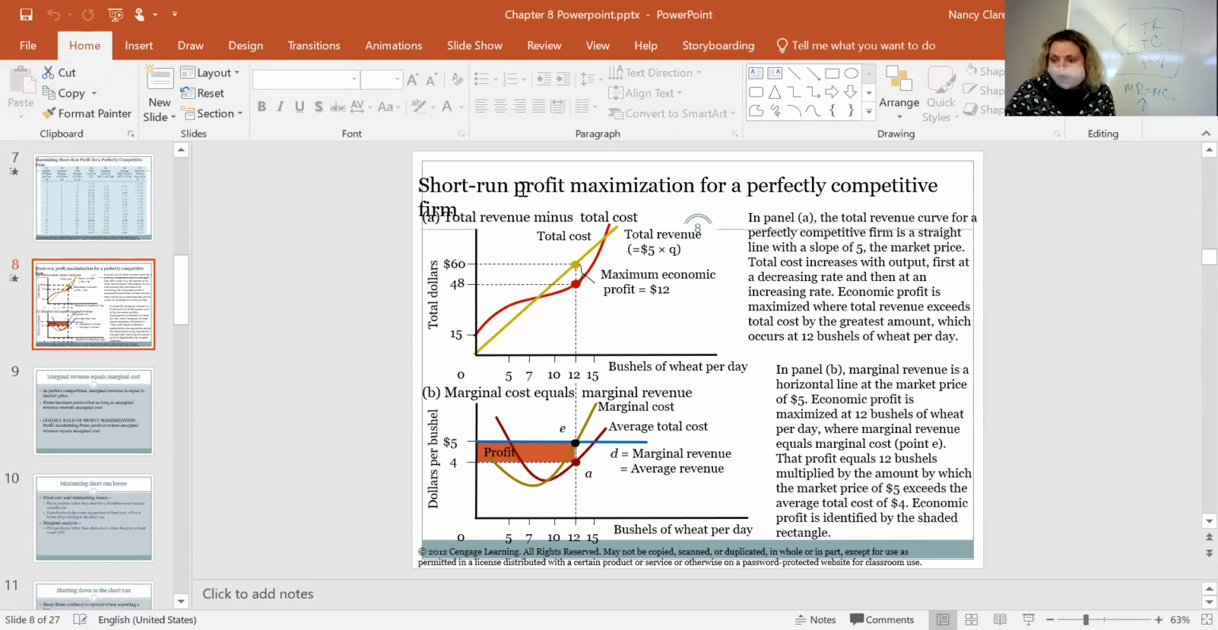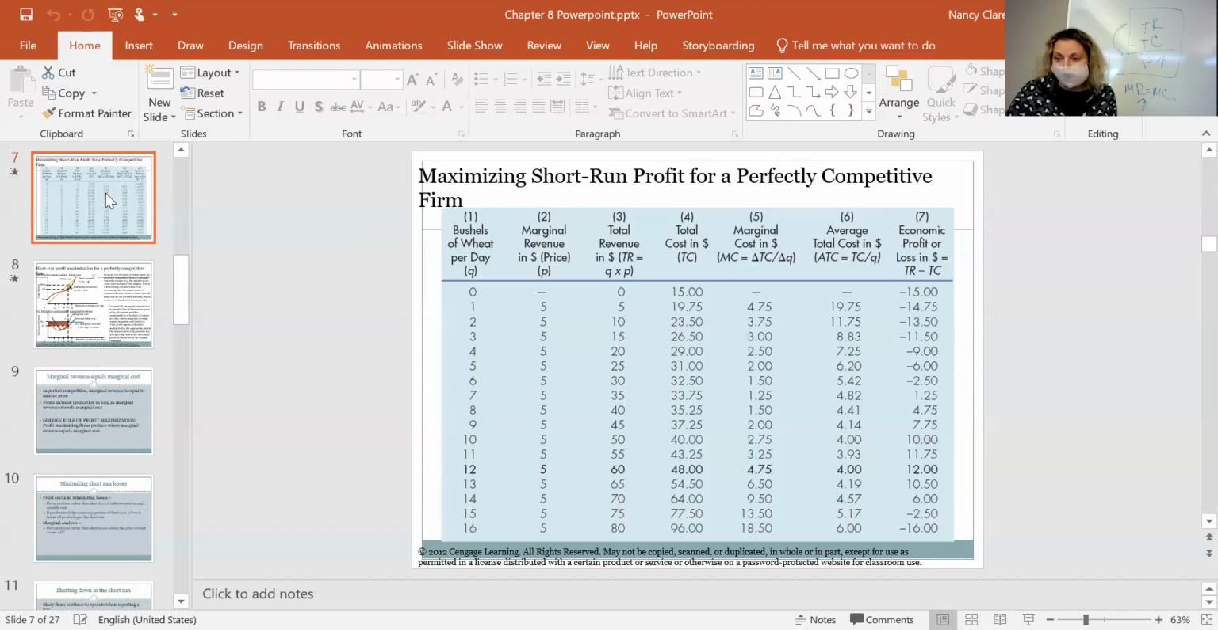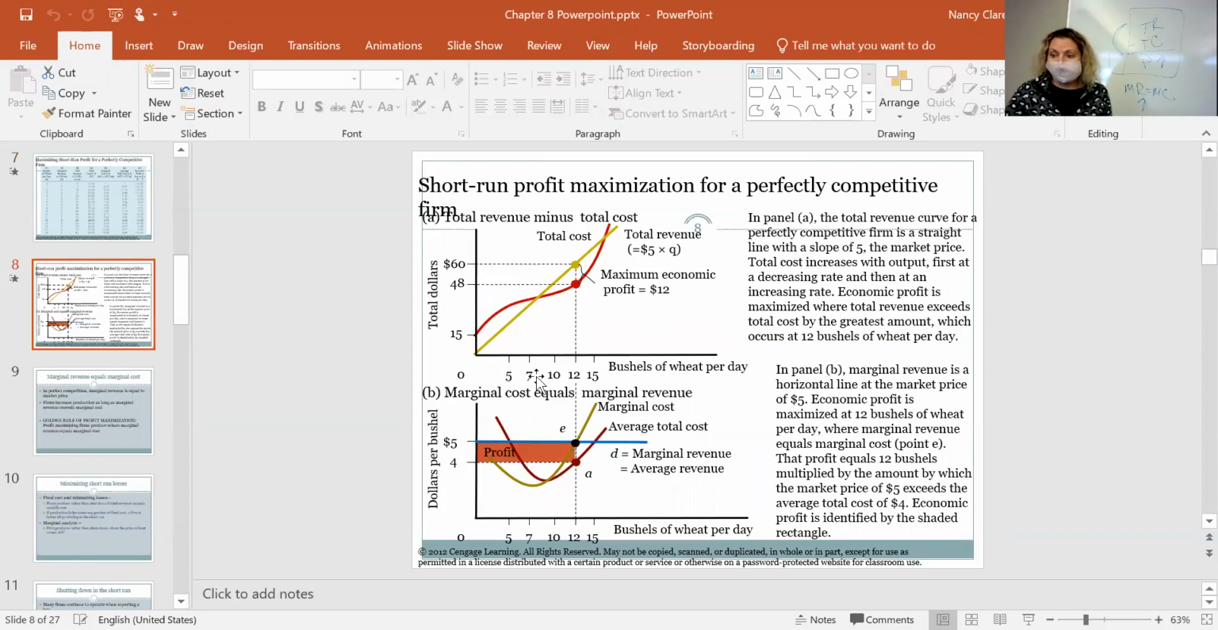What I did here is I took your total revenue and your total cost and I graphed them. So if we go back here, that's columns 3 and 4. I graphed column 3 and column 4 at these different quantities. The quantity is along the x-axis. The total dollars is along the y-axis. And so this yellow line here is total revenue because it's consistent, right? It goes up 5 every time, so it has a constant slope.